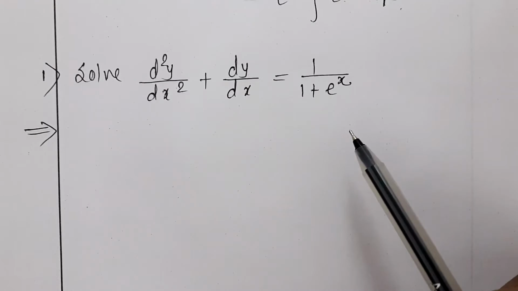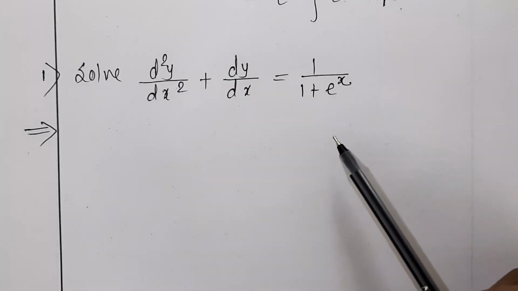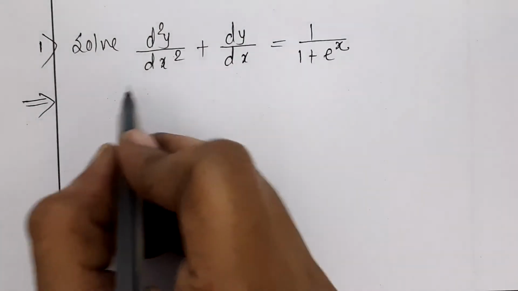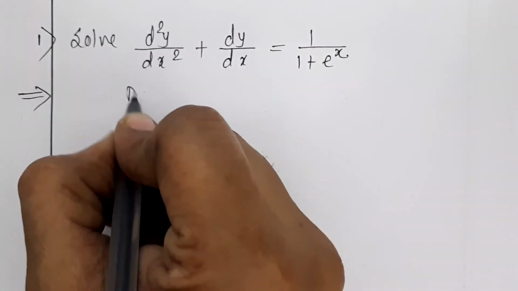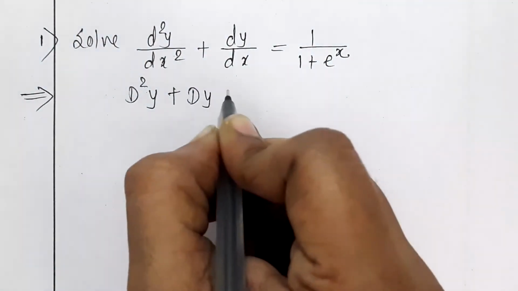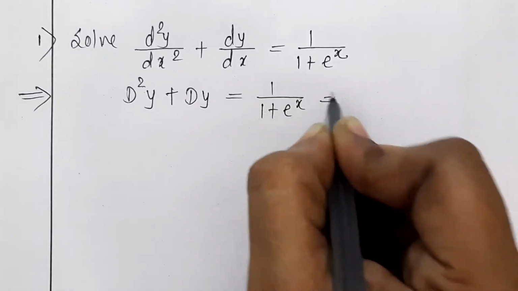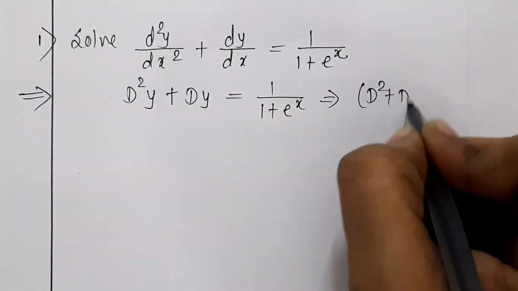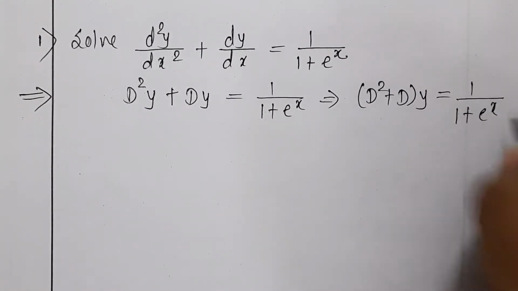So here we have to use something different. Something different means we have the general method, as well as one more method, which is variation of parameters. First we see the general method. First write this differential equation in operator form, that is D. So it is D square y plus Dy is equal to 1 upon 1 plus e to the power x. We can write it, taking y outside, as D square plus D multiplied by y is equal to 1 upon 1 plus e to the power x.